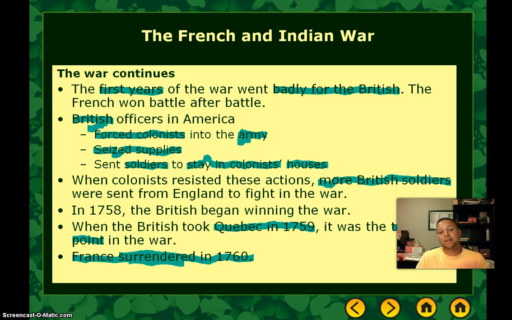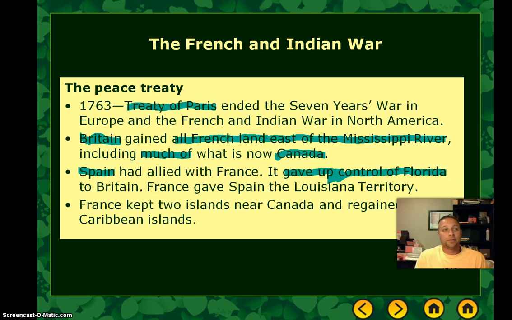However, by 1758, the British had kind of turned the momentum and began winning the war. In 1759, the British capture of Quebec is kind of the final straw that breaks the camel's back, and the French surrendered in 1760. The Treaty of Paris ends the war, and Britain gains basically all French colonies in North America, much of Canada, all of the territory east of the Mississippi, and also Spain had supported France, so Spain had to give up much of Florida to Great Britain, and it got from France basically what becomes known as Louisiana Territory. So France was able to keep a couple islands near Canada and did regain some of the Caribbean islands, but by and large it was a big win for the British, and they emerge as the major world power.